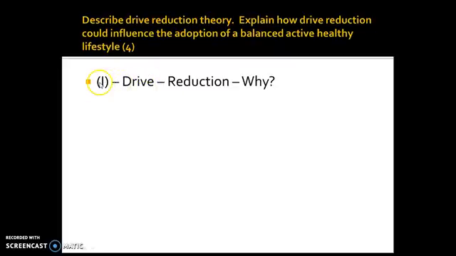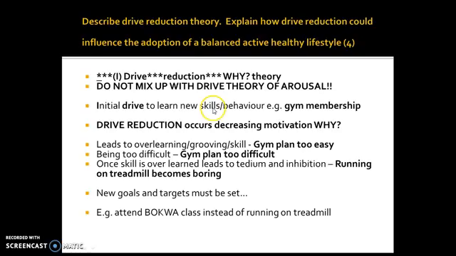I is the initial drive. We all have an initial drive to learn. However, there is a reduction in this initial drive, and we have to ask ourselves why. There are 3 reasons why we have a reduction in drive to perform or learn new behaviors or new skills. That translates to this. Initial drive to learn new skills, behavior, e.g. a gym membership. Then there's a reduction in drive, and we need to know why. So this leads to decreased motivation.